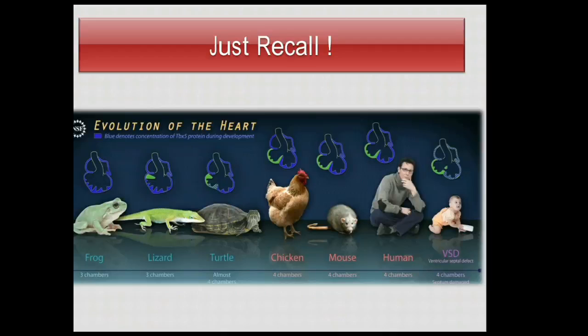And now here is a particular condition which is called a blue baby. This particular picture is showing you a defect which is called the ventricular septal defect. So it is having a four-chambered heart, but in the case of blue babies, what has happened is that there is a hole in the intraventricular septum.